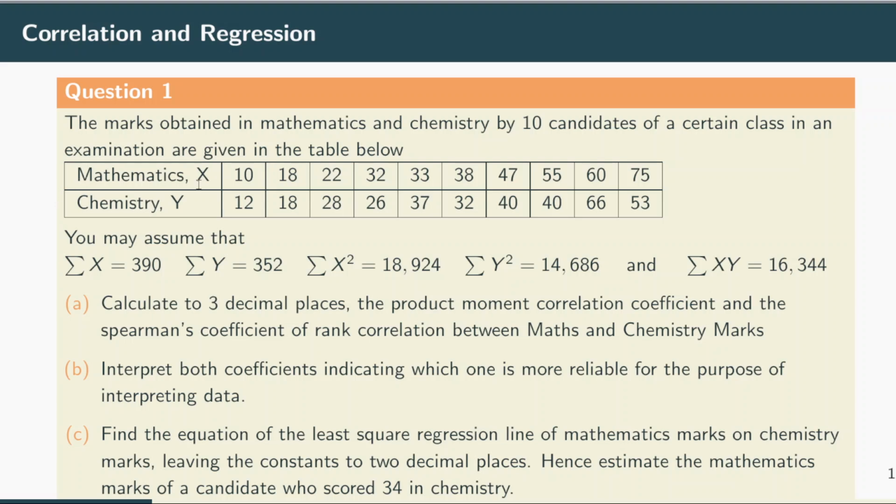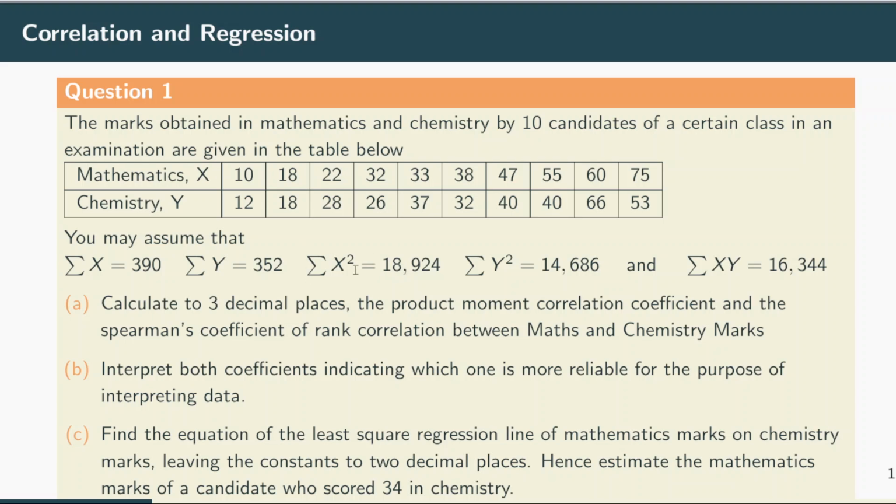So on the first row we have the marks obtained in mathematics, and that marks is called X. And on the second row we have the marks obtained in chemistry, and that marks is called Y. And you may assume the following sums. The sum of the mathematics marks have been given as 390, and the sum of the chemistry marks have been given as 352. Now the sum of the squares of the mathematics marks have been given as 18,924.